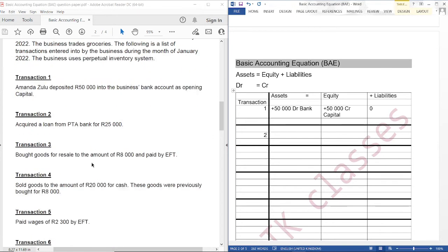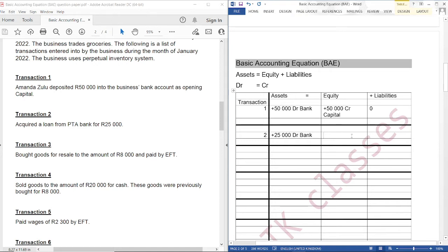All right, transaction 2, acquired a loan from PTI Bank for 25,000. So when you acquire a loan, it means the bank account is going to increase, right? It is going to increase with proceeds from loan. Okay, so we are going to debit bank. Since a bank account is an asset account, it increases on the debit side, right?